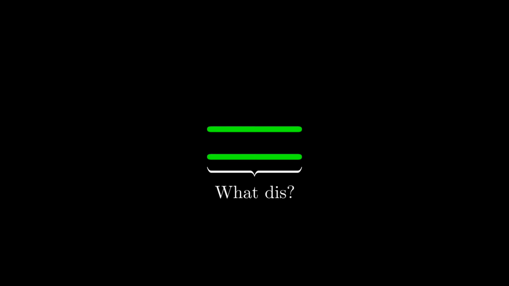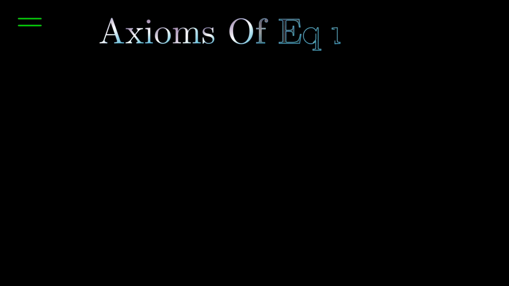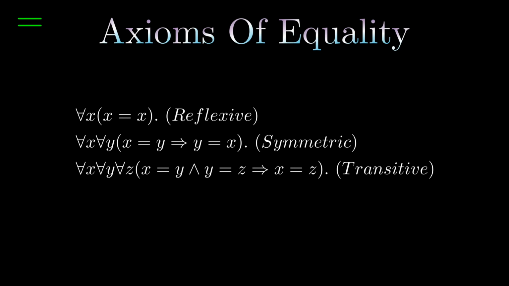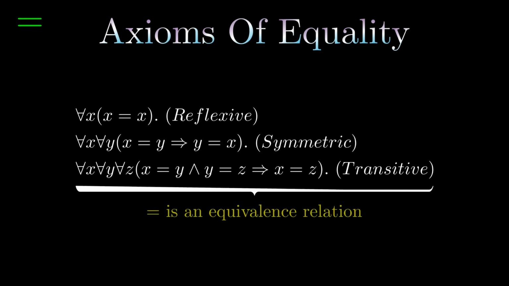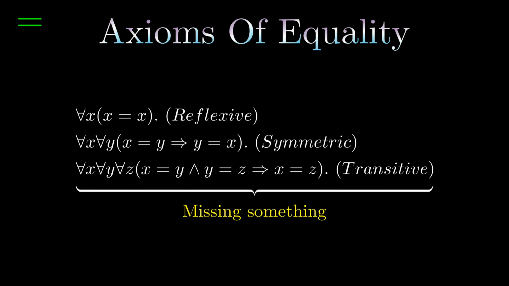What is equality? We can look at it as a relation that obeys some axioms. Since equality should behave like an equivalence relation, it should be reflexive, symmetric, and transitive. It turns out that these are not enough to describe equality completely.